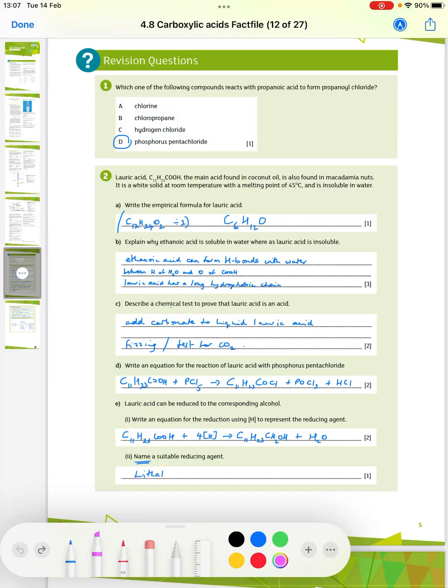CCEA Factfile 4.8 A2 Chemistry Carboxylic Acids Factfile. And these are the answers.